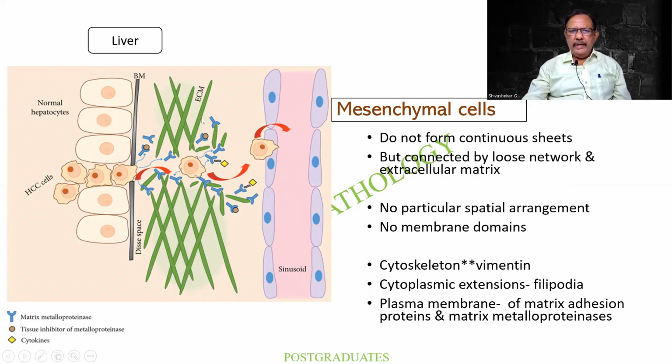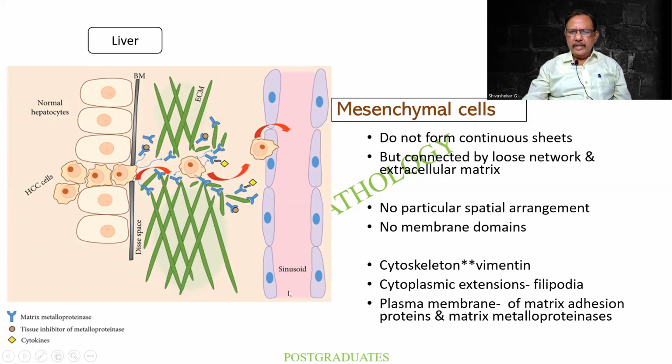So this has been explained by another diagram earlier also. So they do not form continuous sheets. Look at this one. This is continuous, whereas this becomes haphazard. And there is a loose connective tissue extracellular matrix, and there is no particular spatial arrangement. The cytoskeleton called vimentin helps in the spread of this. And also the cytoplasmic extension, just like an amoeba, you find certain structures which are projecting, which are called filopodia.